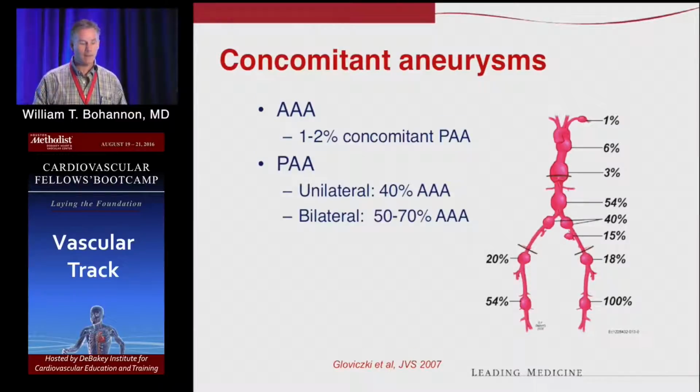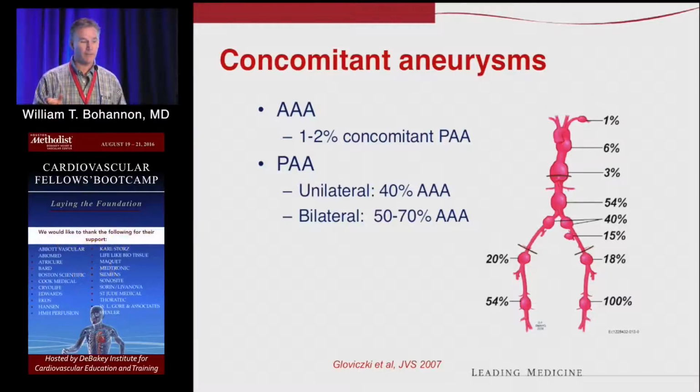If you have a popliteal aneurysm, in a unilateral popliteal aneurysm, about 40% of the patients may have an abdominal aneurysm, and it's even higher, up to 70%, if they have bilateral popliteal aneurysms. So you always want to, particularly if it has not been assessed in someone that you've been asked to see with a popliteal aneurysm, think about their aortic aneurysm.